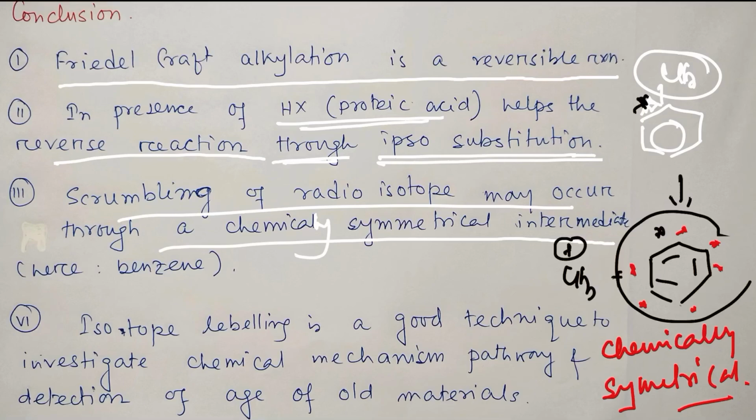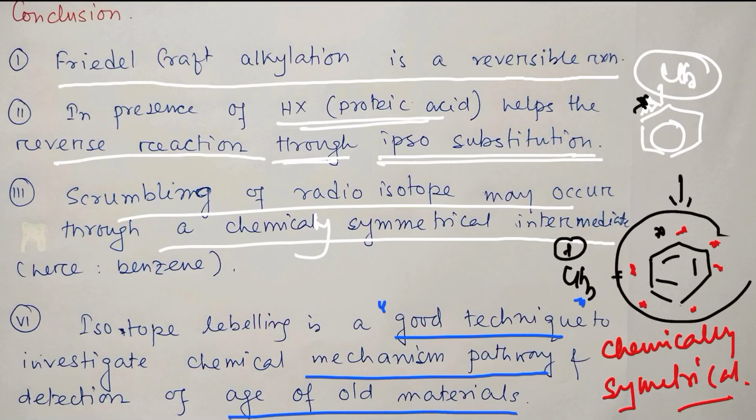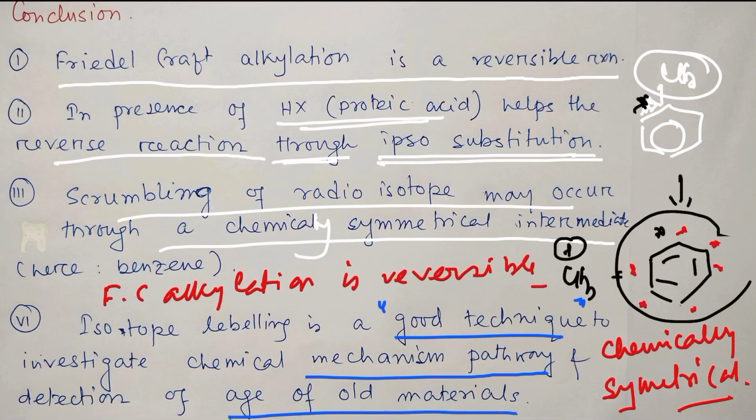Okay, fine. And the most important point of the discussion is that isotopic labeling is a very good technique to investigate the chemical mechanism pathway as well as age of old material. Why chemical mechanism? For example, look at the reaction which we have discussed today. Friedel-Crafts alkylation, we know it happens, but is dealkylation possible during the reaction? So this is a proof that dealkylation is also possible in the reaction. So this statement proves that this FC alkylation is reversible. Okay, so this is the achievement of this study.